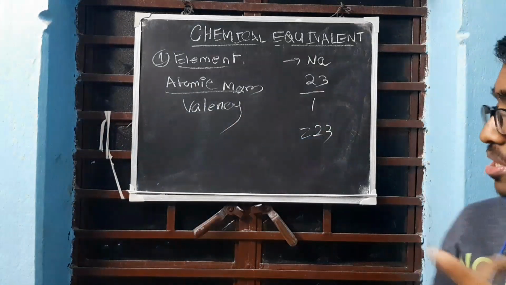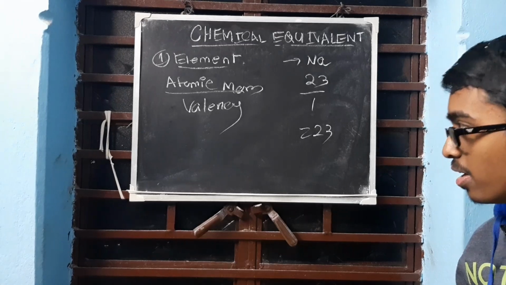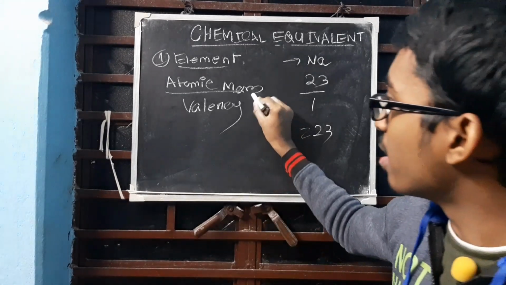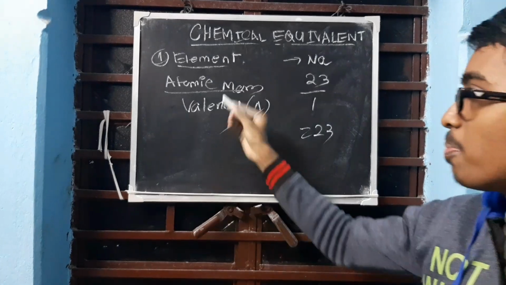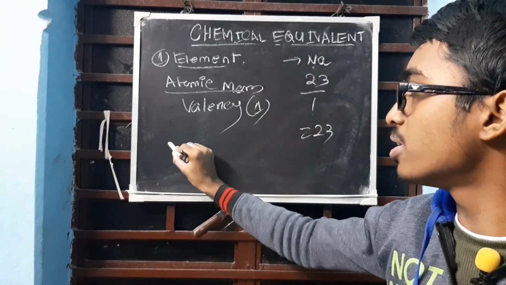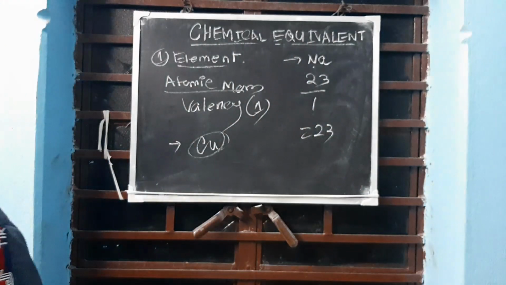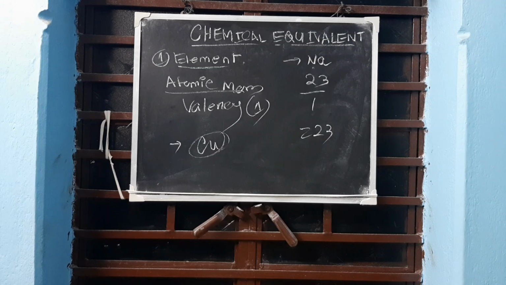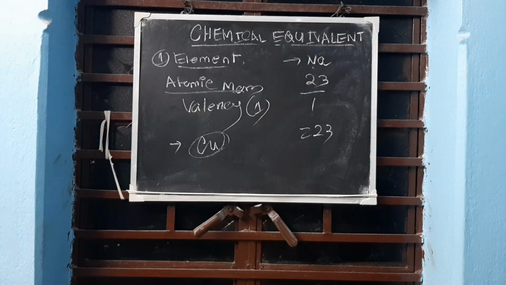What question can arise? Brother, this valency, what if it is variable valency? Here the valency is fixed at 1. If valency differs, let us take copper. Copper has valency 2 and 1. What will we do? Then individually you have to find out. We do not have any other way.